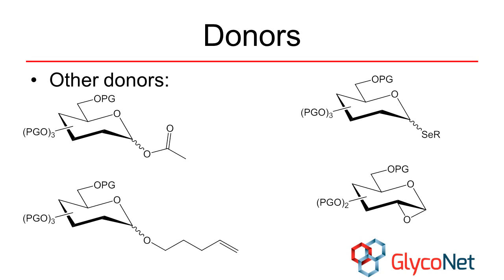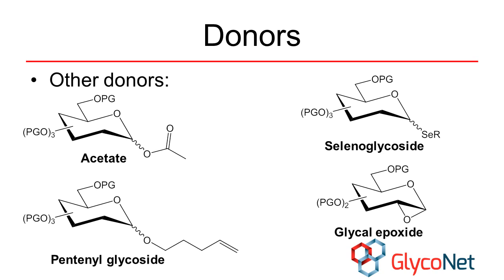Many other types of donors are known, including acetates, pentenyl glycosides, selenoglycosides, and glycolipoxides. Although used less often than thioglycosides and trichloroacetimidates, these donors can be useful alternatives when molecules are sensitive to certain reaction conditions. Because they are all activated in different ways, these donors are useful when planning orthogonal glycosylations. We will discuss this concept towards the end of this module.